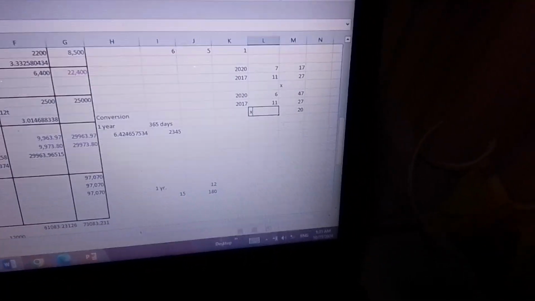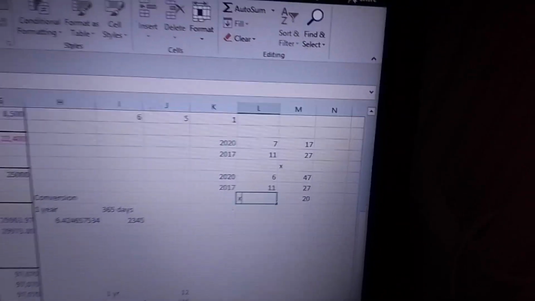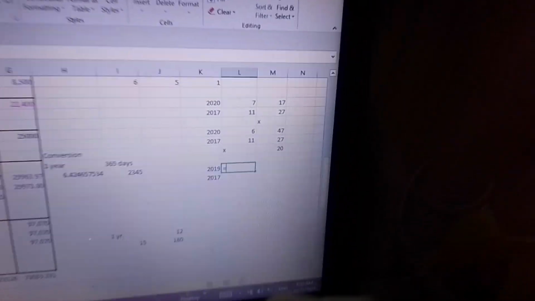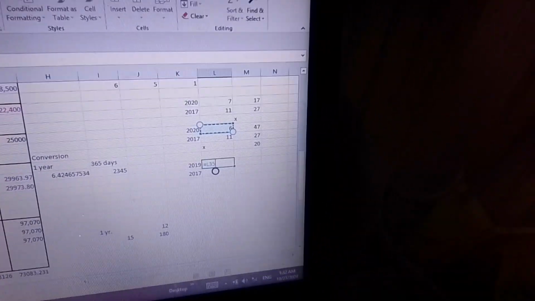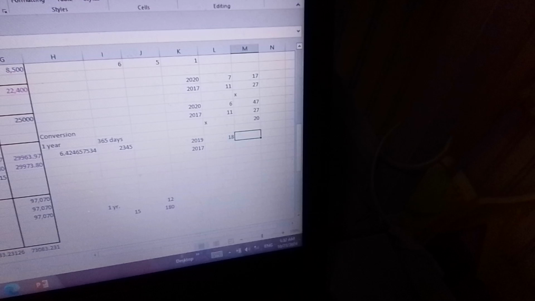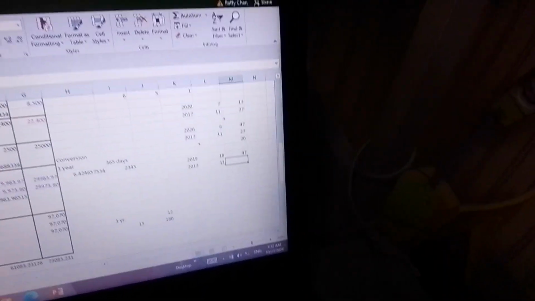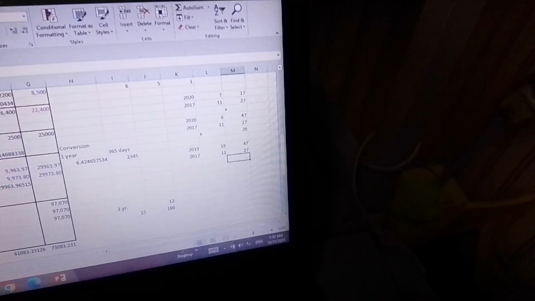6 minus 11 cannot be done. So we need to borrow from 1 year. And borrowing from 1 year, we go 2019, and this becomes 2017. This one, we add 12. So therefore, we need to add 12 because there are 12 months in 1 year. So we have 18. And then we have 47 minus 11 and 27. Now we can subtract everything, because now they're already back to base.